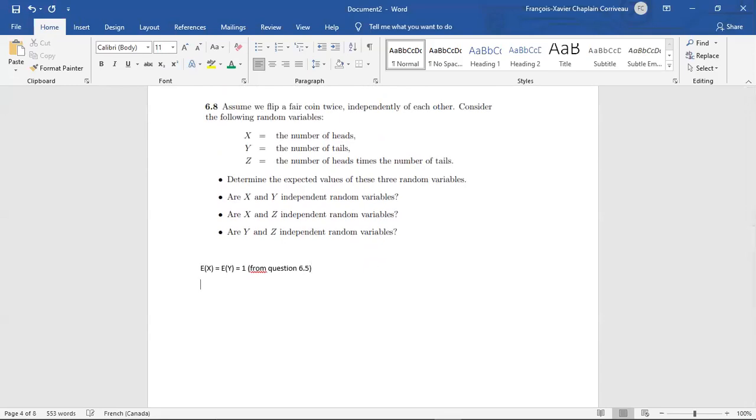Okay, now what is the expected value of Z? This is the only new thing.